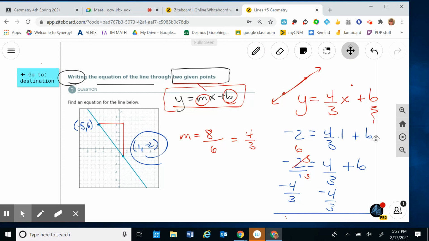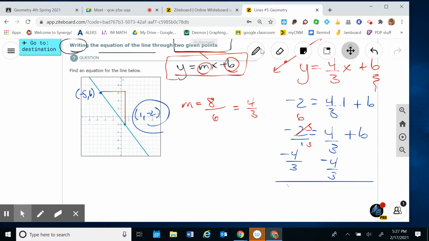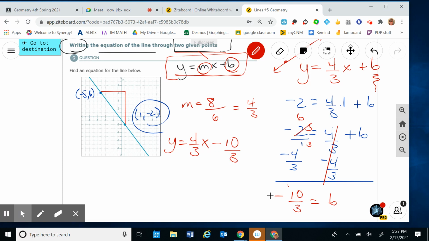Hang on, I can actually move this up a little bit. Okay. -10/3. These cancel out, equals b. So y equals 4/3 x plus minus 10/3. See? Because -10/3 is b. All I had to do was find the slope and the b.